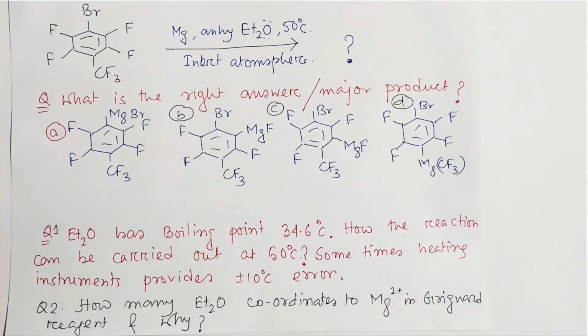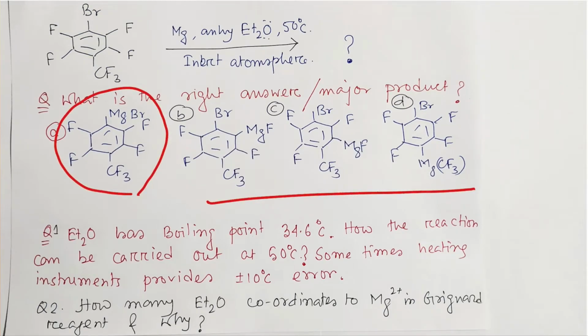Okay, so what is the answer? The answer is the first one. And why not the other options, I have explained. Now the question: ether has a boiling point of 30.